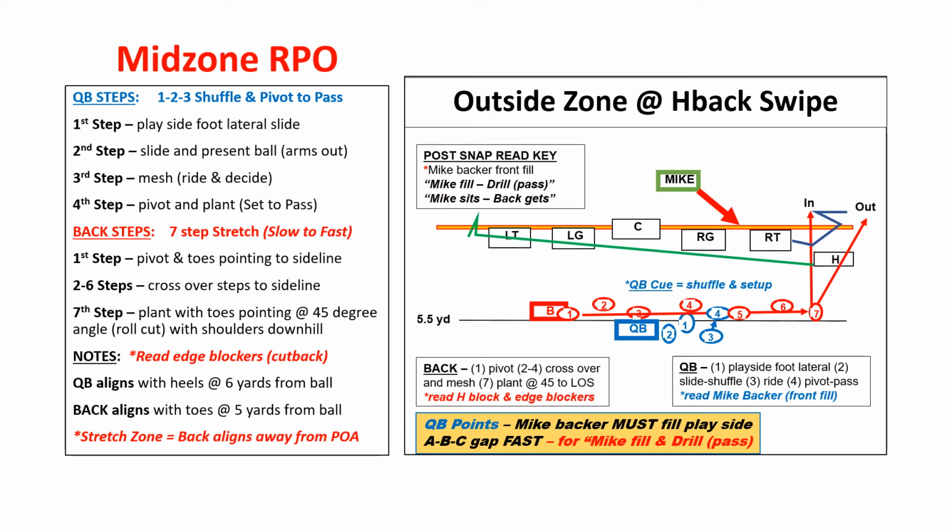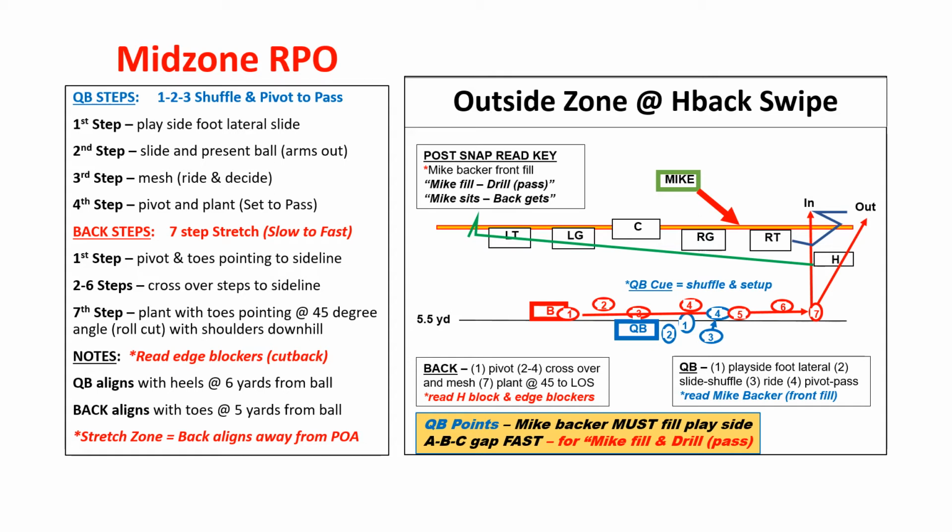So here's our steps for mid zone. We do exactly the same thing as we do for our stretch or outside zone, where the back is going to take 7 steps laterally to stretch that defense across, but then he's going to plant his foot in the ground and get north and south, reading that right tackle's block, going inside or outside of that. I would say 90% of the time, since the right tackle is solo, doesn't have the H helping him now, that the back is going to cut inside, and you'll see that on film.